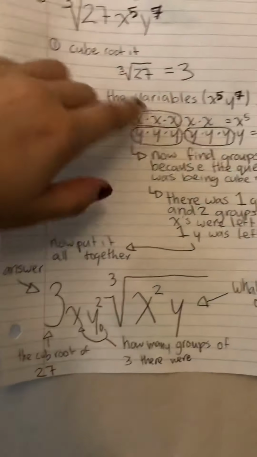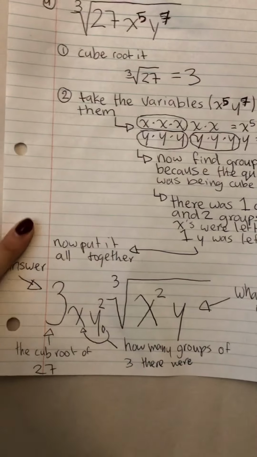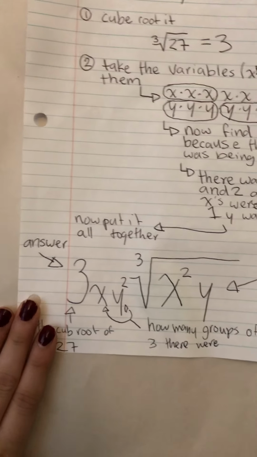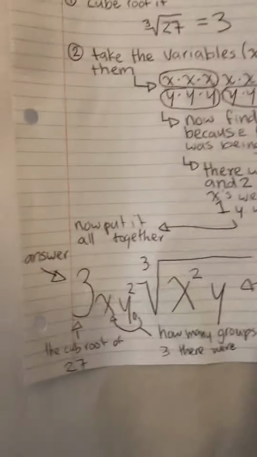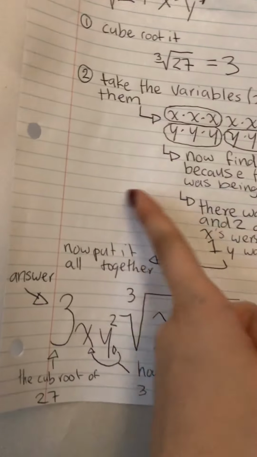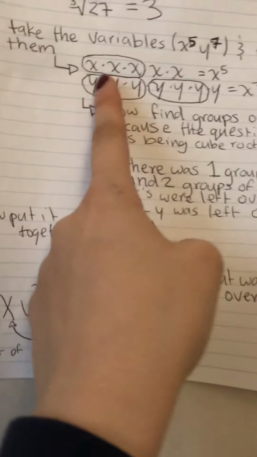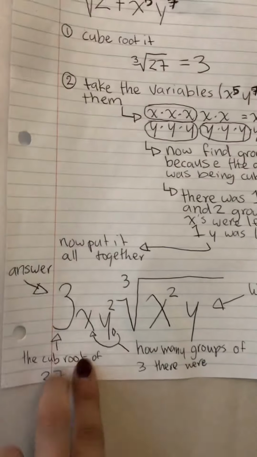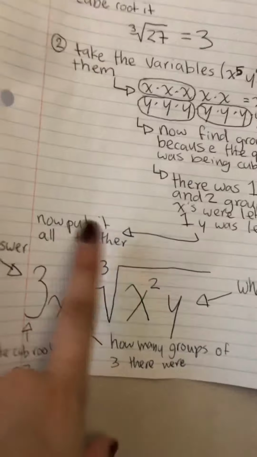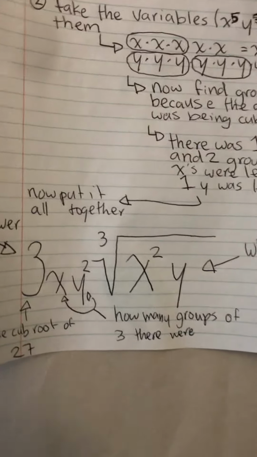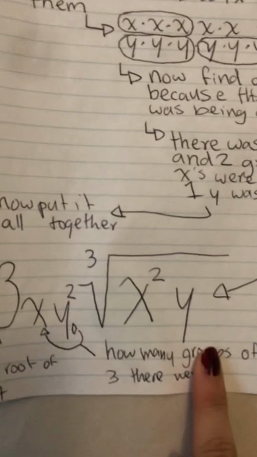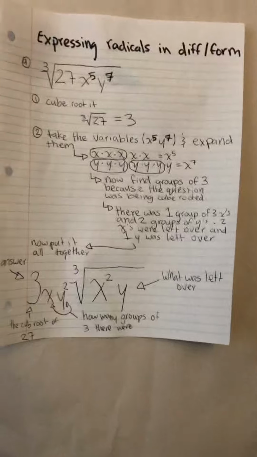So the cube root of 27 is 3. So we put that on the outside. And then you take the whole groups. So there's 1 whole group of x, so you put that outside. And there's 2 whole groups of y's, so you put that, y squared. Don't forget your number in the index. And then whatever's left over, x squared and y. And that is your answer.